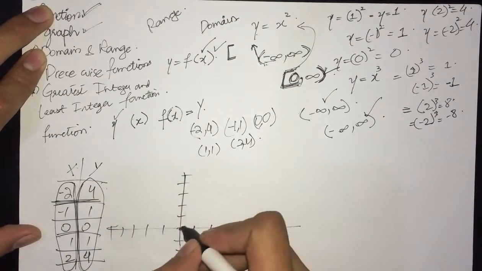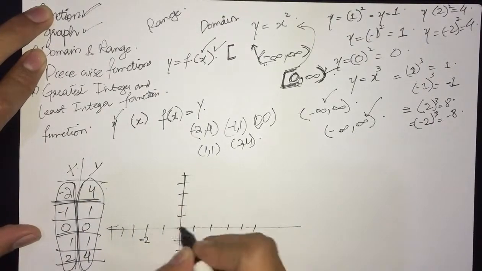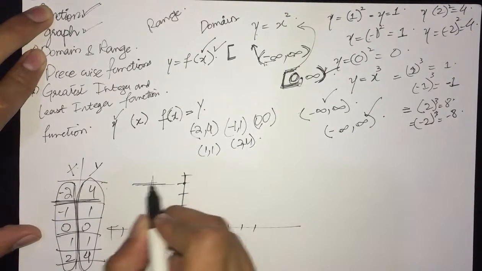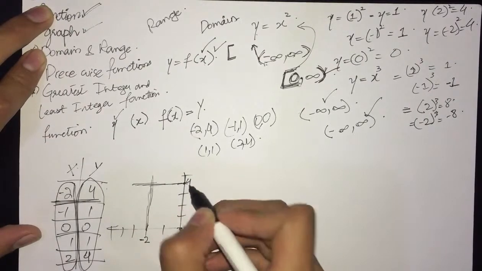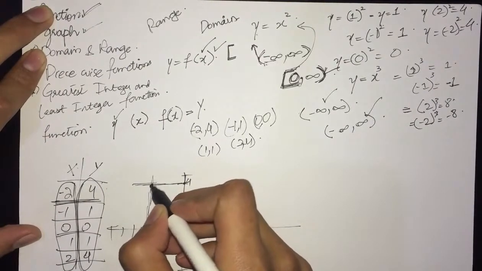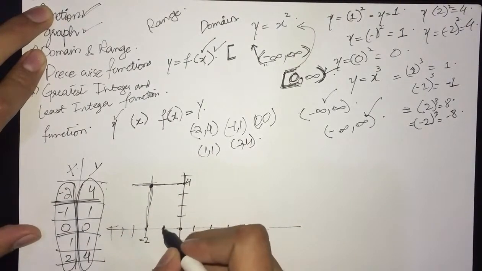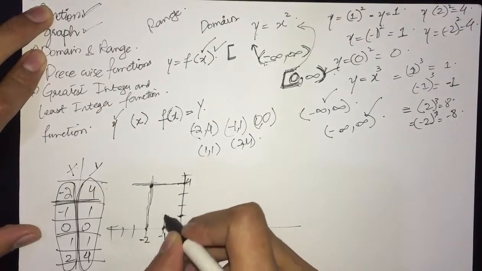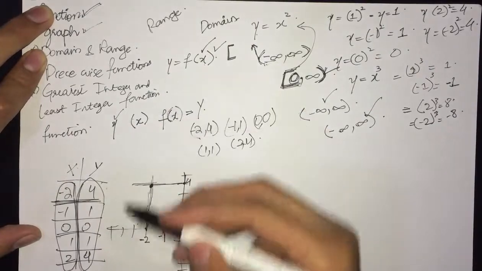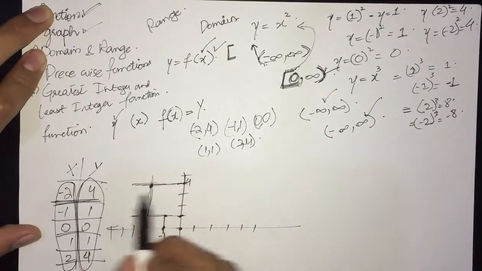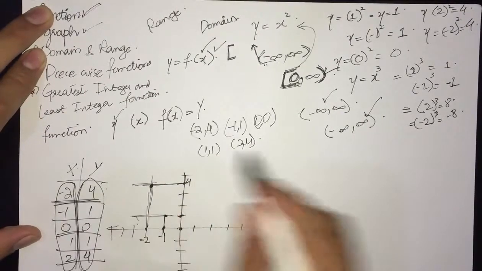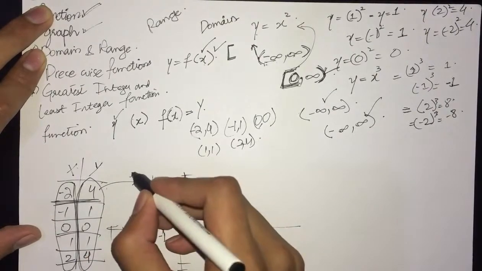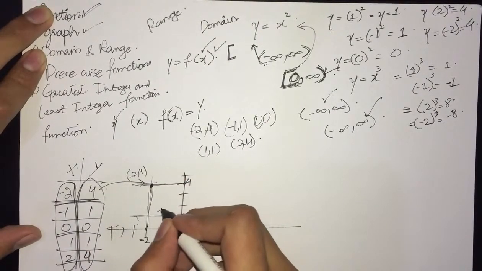So the first point was minus 2. When x is minus 2, y is 4. So you do it like this. y is 4 when x is minus 2. So this is our first point. When x is minus 1, our y is 1. So how do you join the points? You draw the vertical and horizontal lines respectively for the x-axis and y-axis, and that way you know the point. This is going to be your minus 2, 4, and this is going to be minus 1, 1.